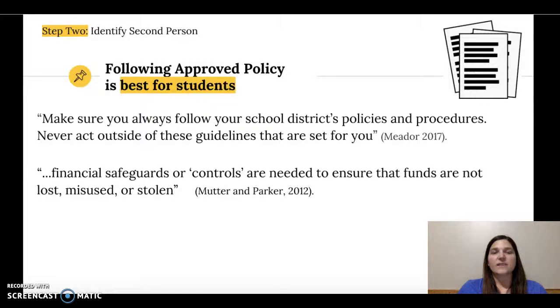My second step of identifying the second person. Following our approved policy is what's best for all students. It's important that principals and event coordinators follow all district policy and never go outside those guidelines. Also, our text states that financial safeguards and controls are needed to ensure that funds are not lost, misused, or stolen. By identifying the second person and then finding out if procedures were followed, this helps to determine whether funds were lost, misused, or stolen.